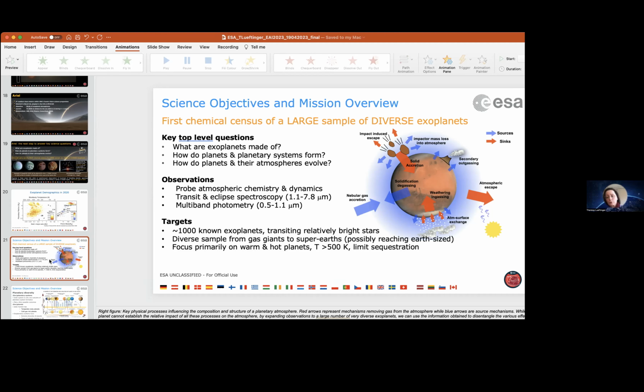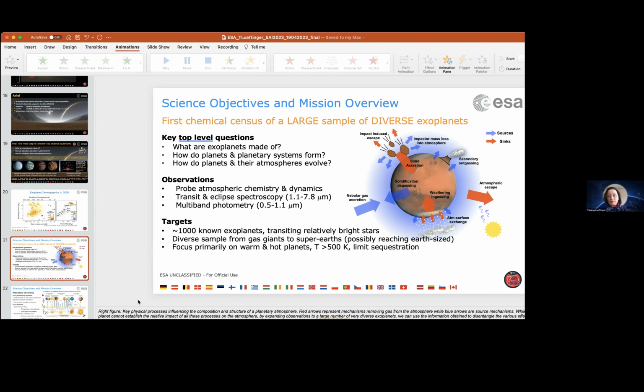We're going to observe known exoplanets that transit relatively bright stars, a diverse sample from gas giants to super-Earths, also possibly reaching Earth size, but that's to be determined if that's possible. It's not the prime goal of the mission, but if the instrument performs well, it might be feasible. And we are focusing on warm and hot planets to also get information about the interior of the exoplanet. So if the atmosphere is still hot enough, it also gives us information which elements are in the interior of the planet. So that's why we want to go to these temperatures primarily.